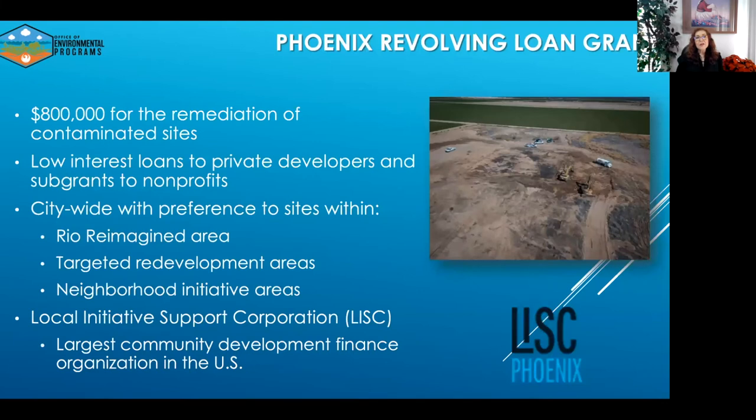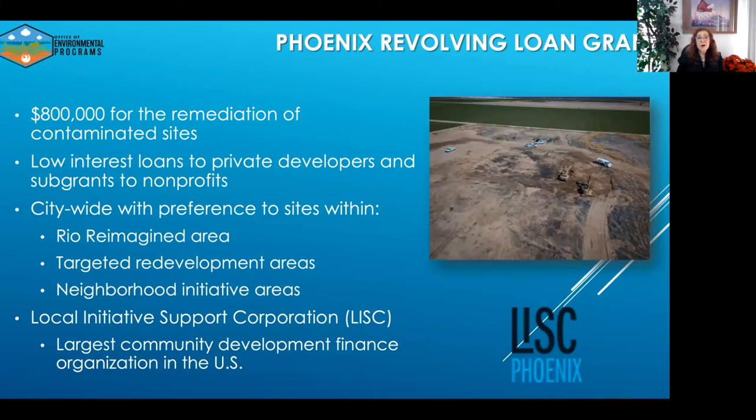And then I also want to share with you that we have done the revolving loan grant. We got this grant at the same time we did our coalition in 2020. So right at the start of, in the midst of the pandemic. So we've had a little bit of a slow start, and I'm very happy that Patrick is here with us representing LISC. They are our financial partner and funding partner for this particular grant.